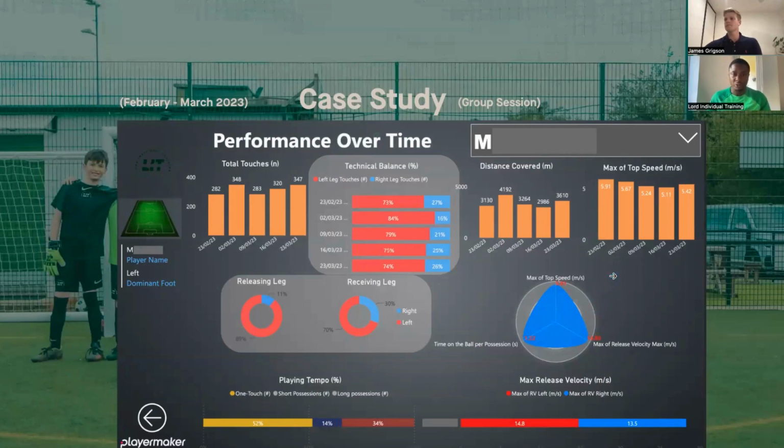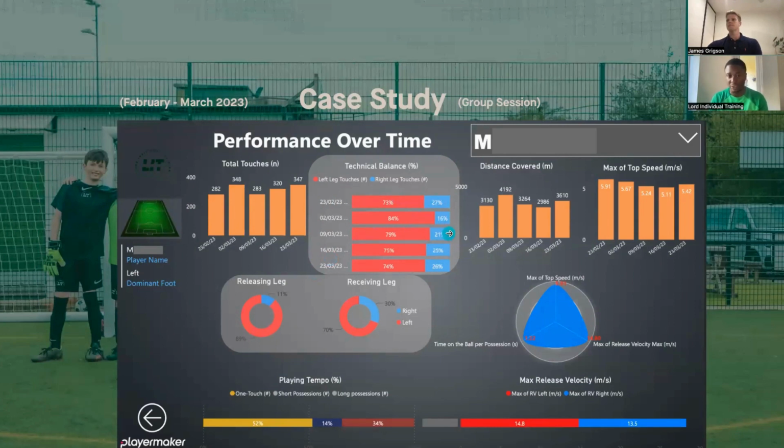So as you can see on the screen, it's now a breakdown of the 6-week reports that we do get access to from Playermaker. So just the first part, as you can see highlighted, is the technical balance, where the reports break down the players' leg touches on both their left and right sides.